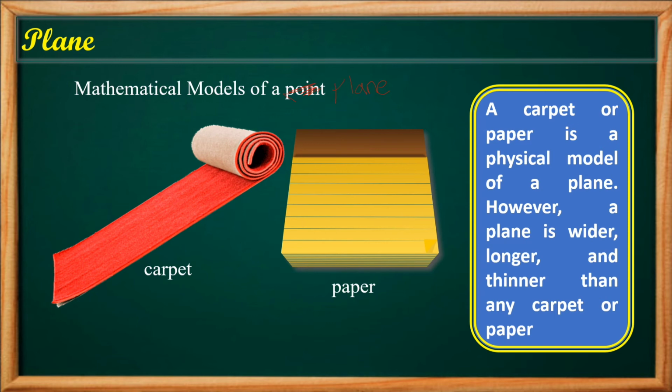However, a plane is wider, a plane is longer, and thinner than any carpet or paper. Hindi talaga, wala siyang thickness. Okay, that is in reality. But, we need to represent those figures that what we call a plane. Okay, those are the 3 undefined terms. The first one is the point, the second one is the line, and the third one is the plane.